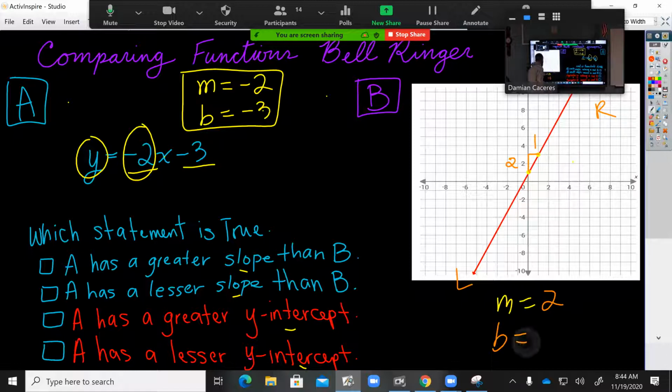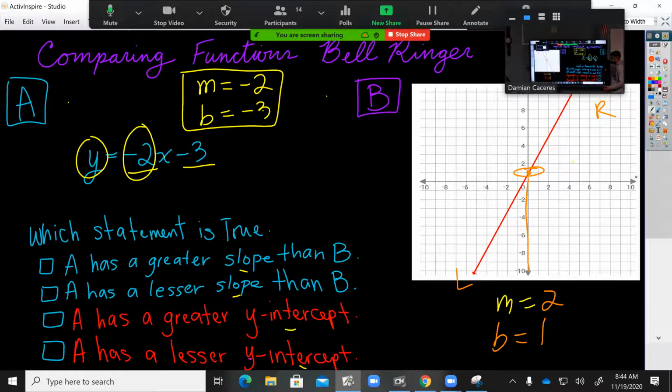Now the y-intercept is also easy to find on a graph. Where does this red line touch your y-axis? It touches right here on this number. What number is that on the y-axis? Positive 1. So now we can go to the answer choices here and select all the true statements.